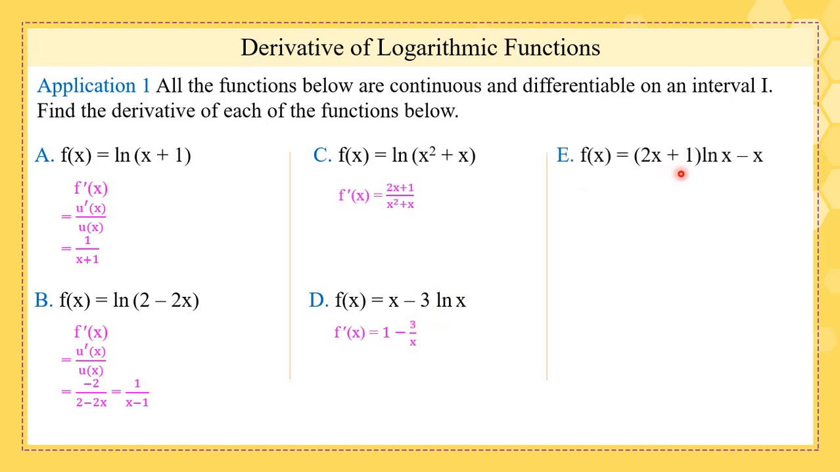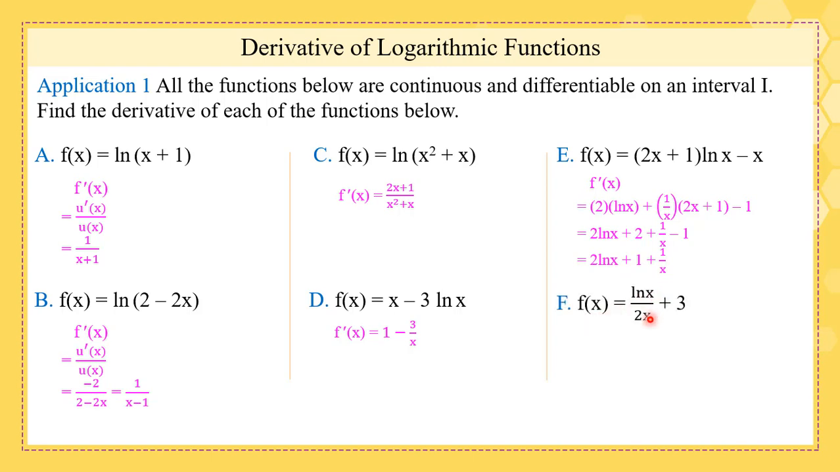f of x is 2x plus 1 times ln x minus x. As you see here, the general form of f of x is u plus v, and the form of u in itself is u times v. So this would be u prime v plus v prime u minus the derivative of x, which is 1. After simplification, we get 2 ln x plus 1 plus 1 over x.